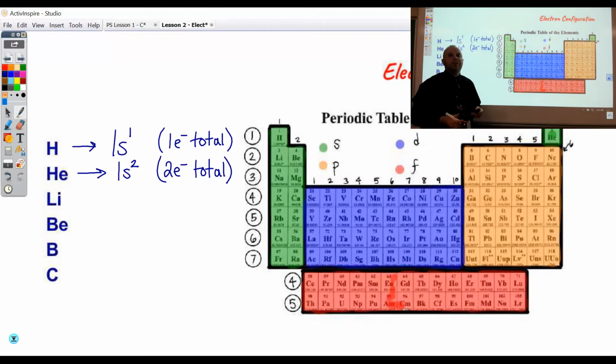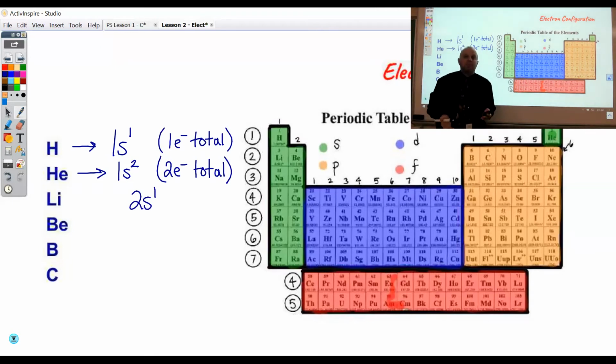Now let's look at the street address for lithium. So lithium is now in our second energy level. So in our second energy level, we're going to start off with a 2. And we're still in the S block. So we're going to write that S down. And we're at house number 1, so we're going to write that part down.